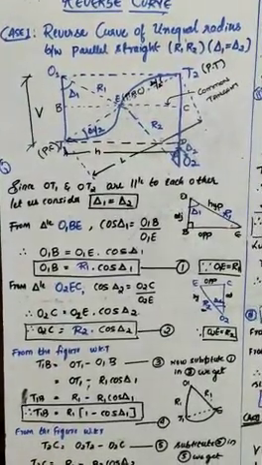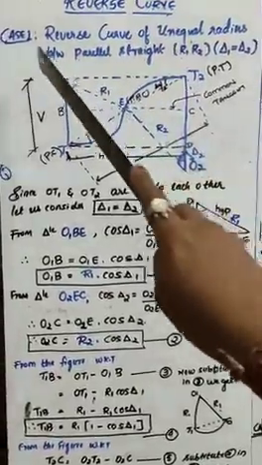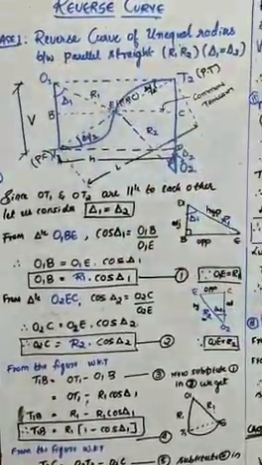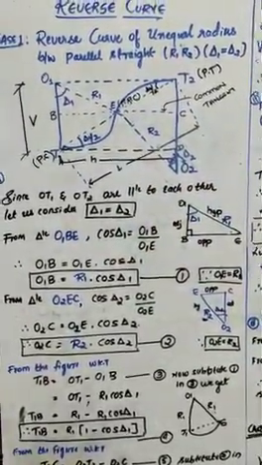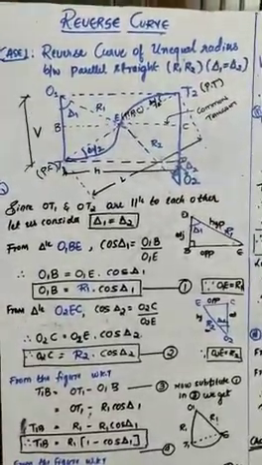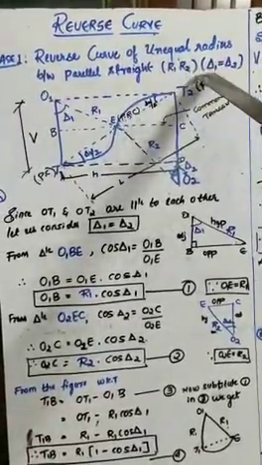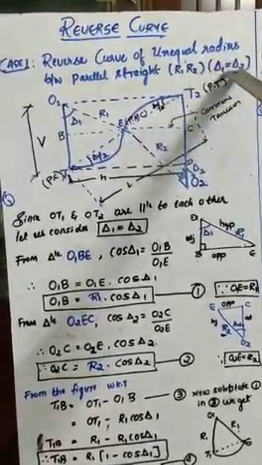Coming to the next derivation, that is reverse curve. There are two cases in this. That is, first case is reverse curve of unequal radius, and one more case is reverse curve of equal radius. Okay, and here they have given that in this delta 1 will be equal to delta 2.